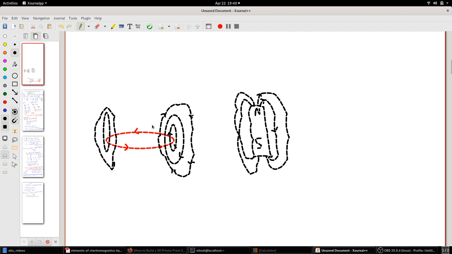Now if you see the two diagrams, they look very similar. The top of the current loop becomes the north pole of the magnet, and the bottom of it becomes the south pole of the magnet. So the current loop acts like a magnet, with the top being the north pole and the bottom being the south pole. This is the phenomenon which I wanted to discuss. We'll be using this later on, but right now just keep that in mind.